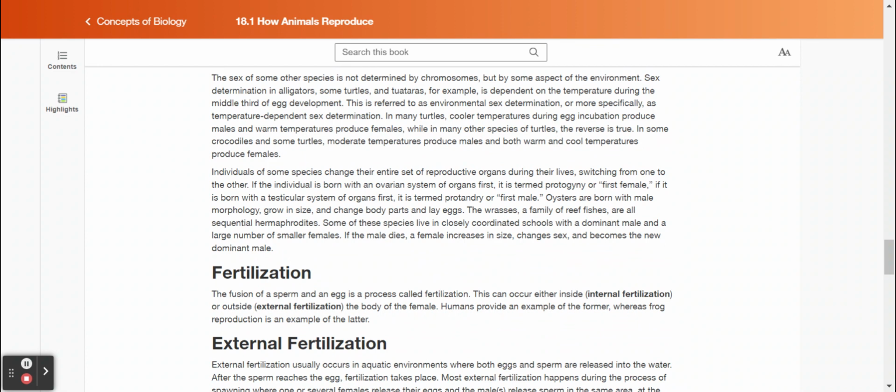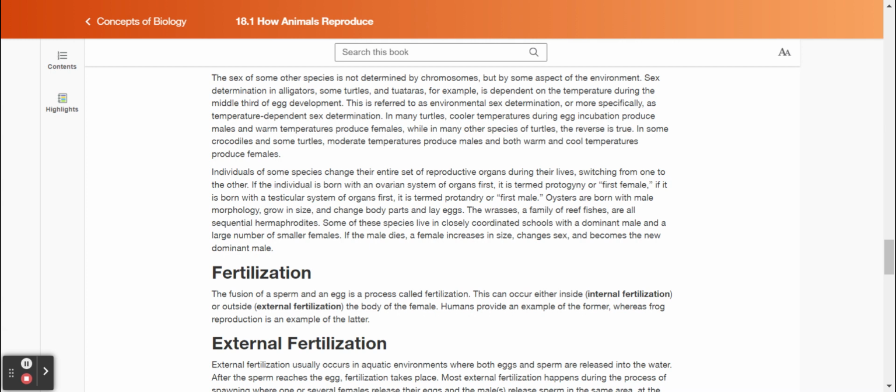Sex determination in alligators, some turtles, and tuataras, for example, is dependent on the temperature during the middle third of egg development. This is referred to as environmental sex determination, or more specifically, as temperature-dependent sex determination.